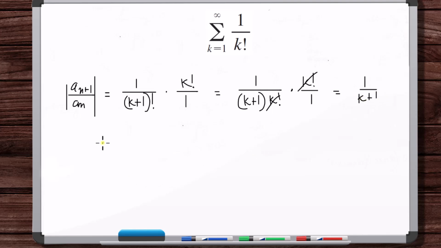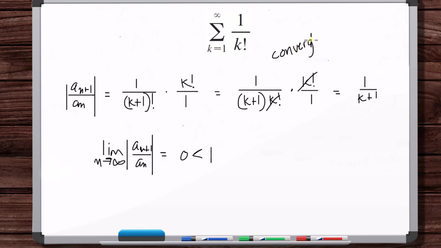All right, so what is the limit as n approaches infinity of the absolute value of a sub n plus 1 over a sub n? This is equal to 0, which is less than 1. So that means this is absolutely convergent, but any series that's absolutely convergent is also convergent.